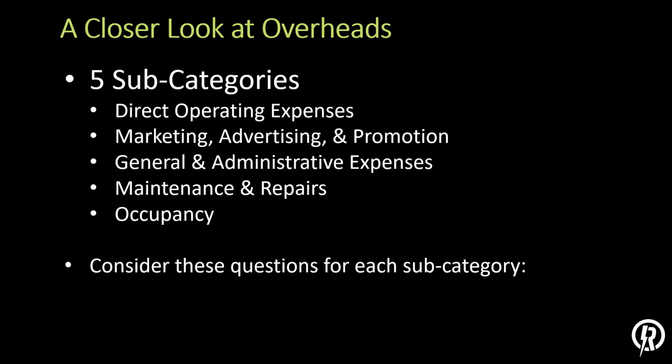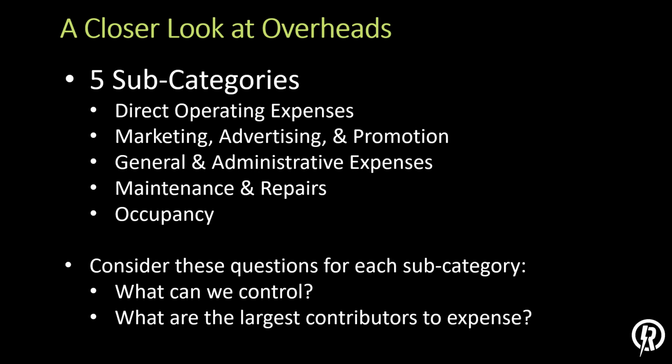We're going to look now at each of them in detail. And when we do that, I want you to consider these questions for each subcategory. What can we control? And what are the largest contributors to expense? What can we control in each of these? What do we think we're spending the most money on? Be thinking about that because your mentor is going to be checking in with you about it.